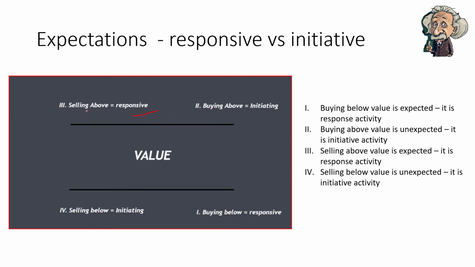So if the price was to auction above the value here, the expectation is that you're going to have responsive sellers come in, right? If we get initiation and we start buying up top, this is initiating activity, and that's not expected, right? You expect selling below to be initiating. Is this expected or not? Is this number 4 here expected or not?